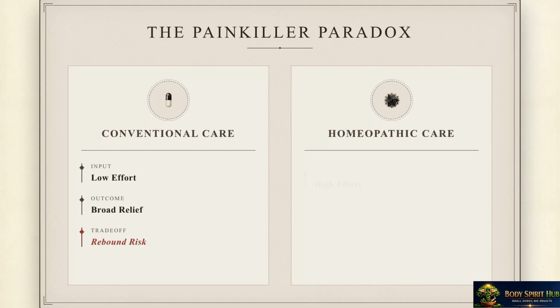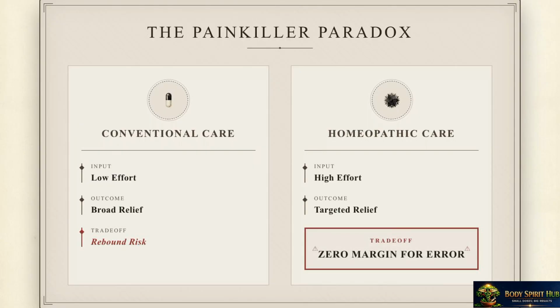Under homeopathic care, the required input is much higher. You must execute precise symptom matching. The outcome is targeted, holistic relief that actively resolves the underlying imbalance. But look at the trade-off. If you take a natural remedy that does not precisely match your specific symptom profile, it fails completely. It will do absolutely nothing.